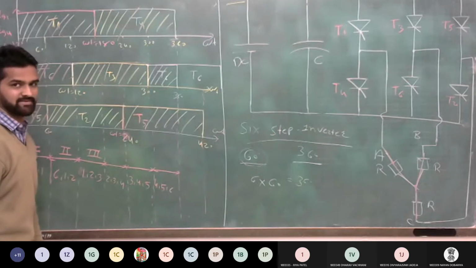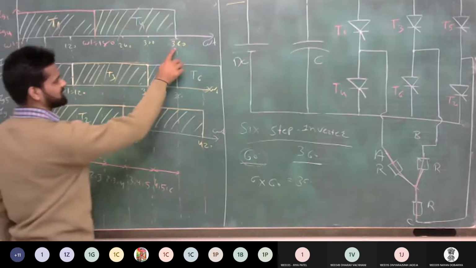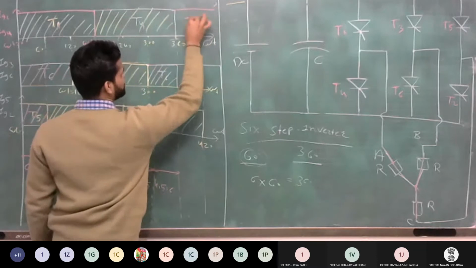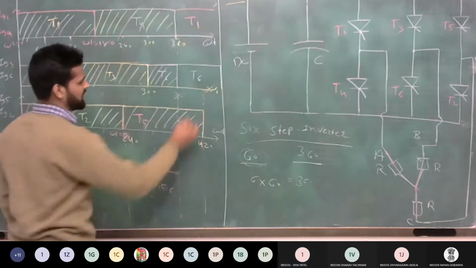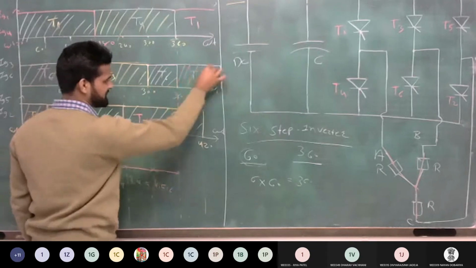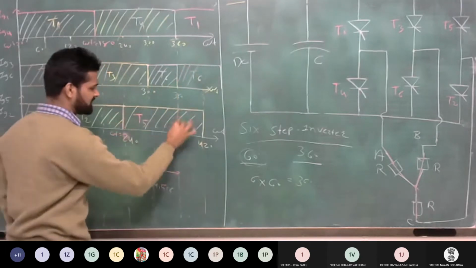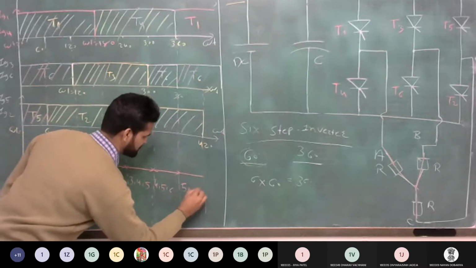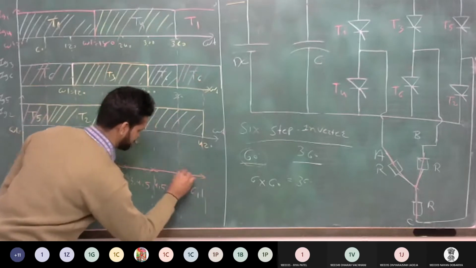360 to 420. Well, next cycle starts. So after 360 degrees in the first leg, T1 will be on. Yes or no? And after 360 degrees in the second leg, T6 remains conducting, and in the third leg, T5 is conducting. So it is 5, 6 and 1.